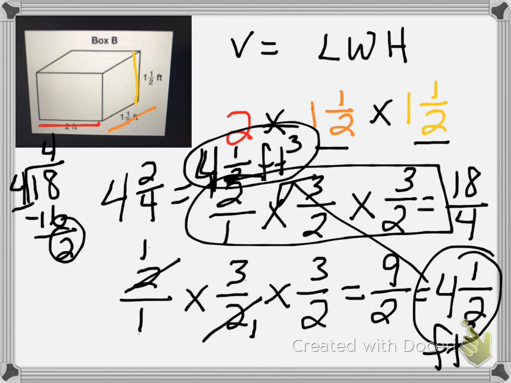So if you can cross-reduce, if you're comfortable with that, go ahead and do that. That'll make finding your answer at the end easier. If that makes you nervous or you're just not feeling confident about that, that's okay too. You can just do it the original way like I did it up here.